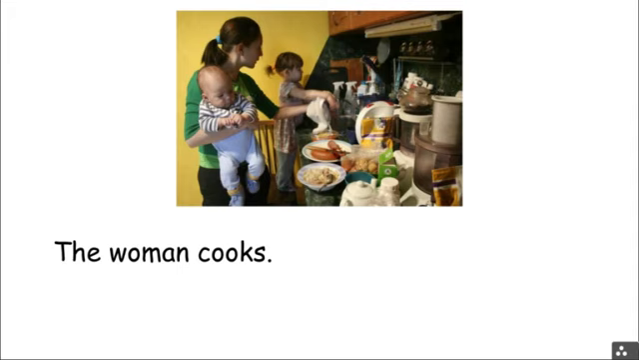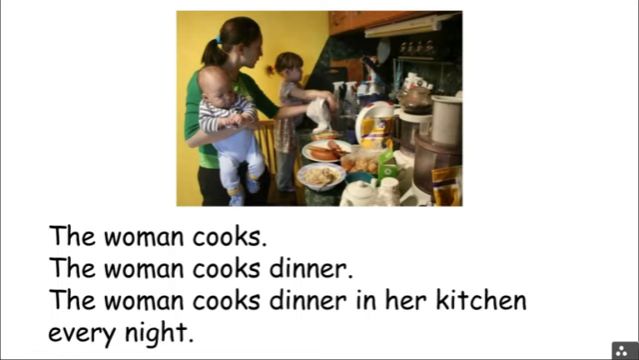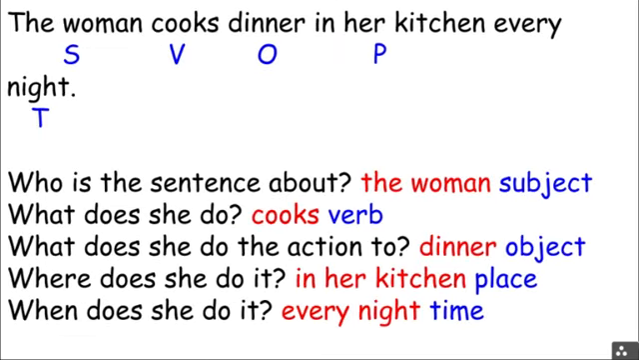But it's short, kind of boring. We can say the woman cooks dinner. So now we have a little bit more information. But we can make this sentence much bigger and give a lot more information. We can say the woman cooks dinner in her kitchen every night. Let's take a look at this sentence. The woman cooks dinner in her kitchen every night.